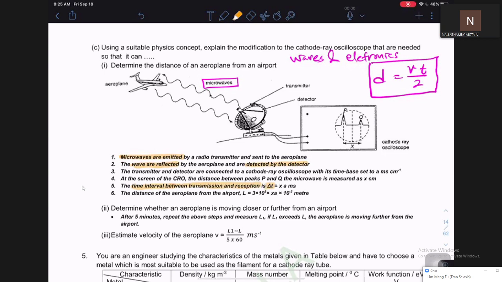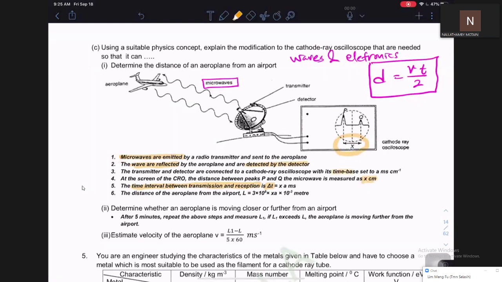Delta T equals to what? X times A, where X is what? X is the, okay, you see over here. X is the distance between the two peaks, correct? Distance between two peaks. And then what is the value for 1 division or 1 centimeter? That's the one that is given over here. Okay. The distance between the peaks P and Q on the microwave measured, this is the distance between the two peaks.